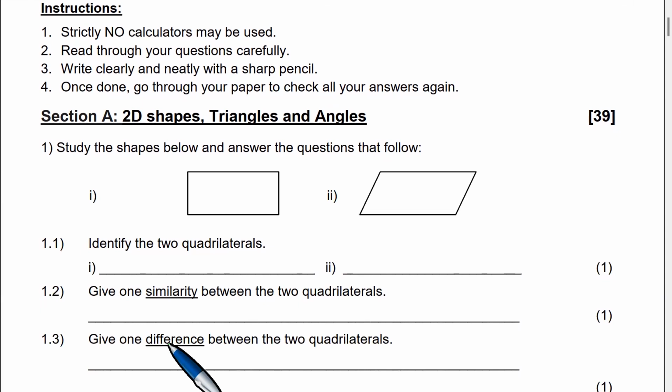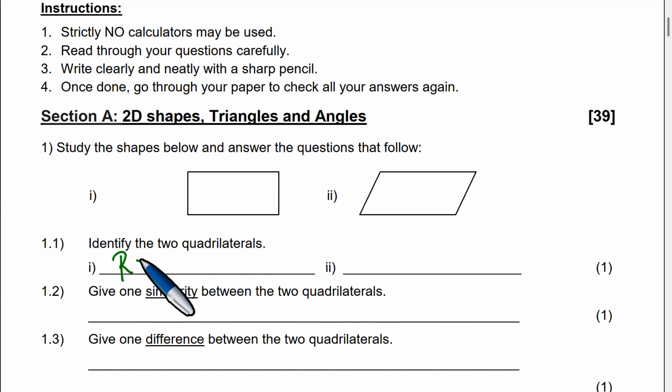Section A says, study the shapes below and answer the questions that follow. If you look at 1A, we have this shape here, and that shape there. And now, here is the question. Identify the two quadrilaterals. What do you think Roman figure 1 is? This one here. It's a rectangle. Well done.